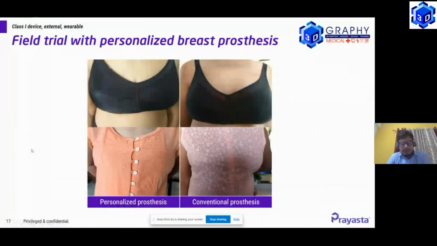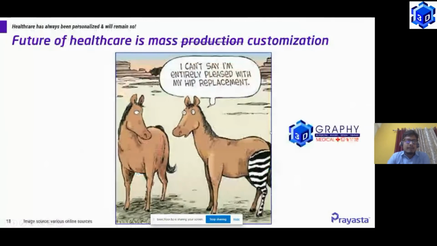This is also where we are. This is a breast prosthesis trial that we are already running, where a conventional prosthesis completely fails to restore the body symmetry. A personalized implant does a much better job of doing that. And this is where I will end.